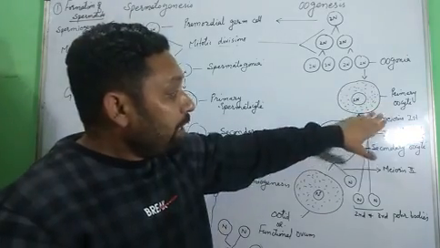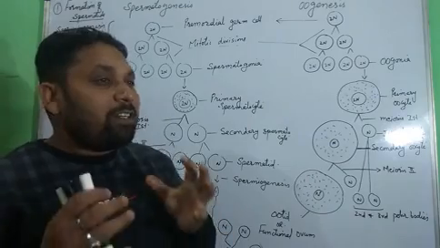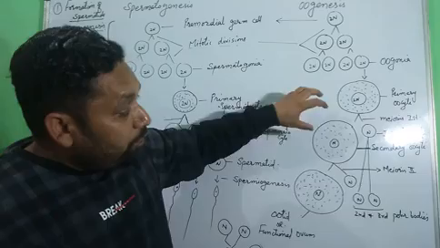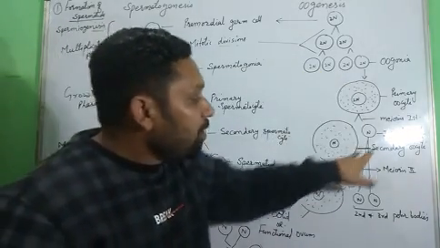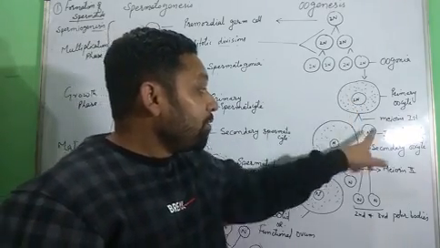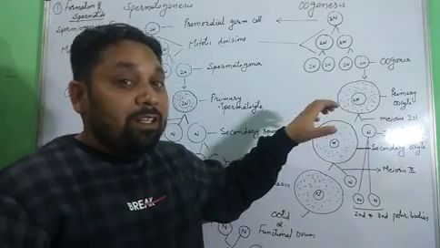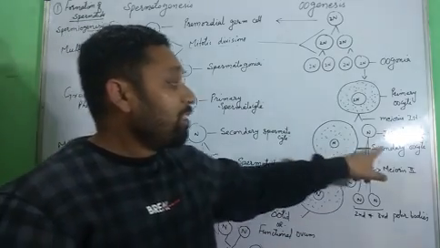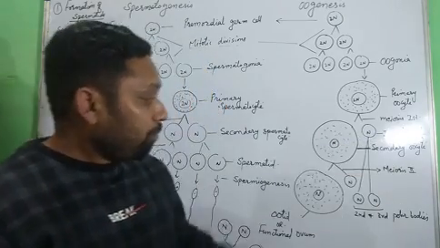The primary oocyte undergoes meiosis first, which is reductional division. What interesting phenomenon occurs here is the unequal division of cytoplasm. Equal division of nuclear material occurs, but unequal division of cytoplasm occurs, resulting in the formation of two different sized cells, one larger known as the secondary oocyte and one smaller, known as the first polar body.